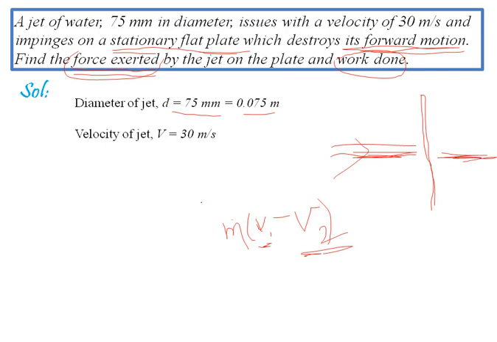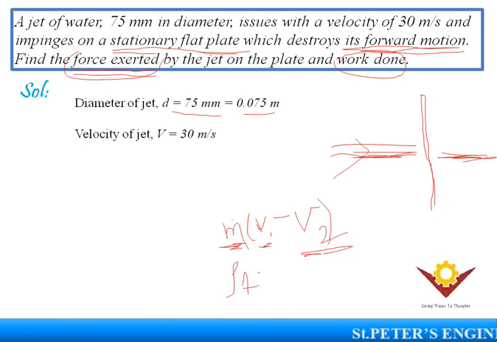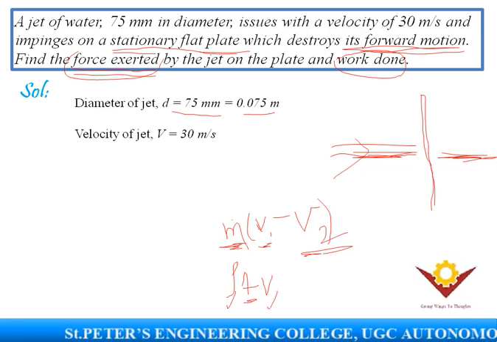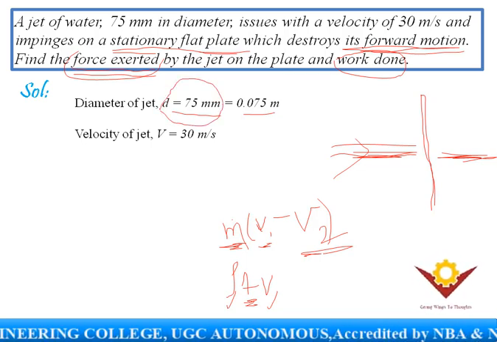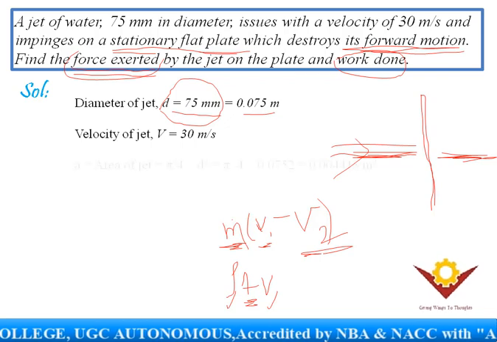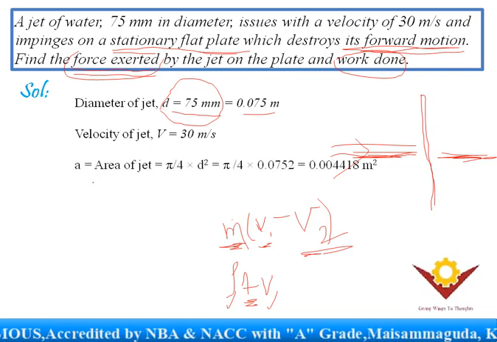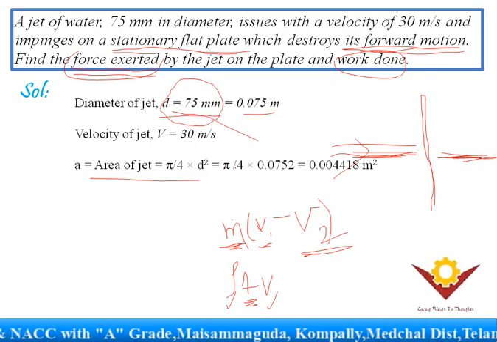And now what is m dot, mass per second? Rho a v, right? And we know the density of water, and we know the velocity, and we require the area, right? From this diameter, you know the area of jet, which is pi by 4 d square. If you substitute this d value in meters here, you will get the area.